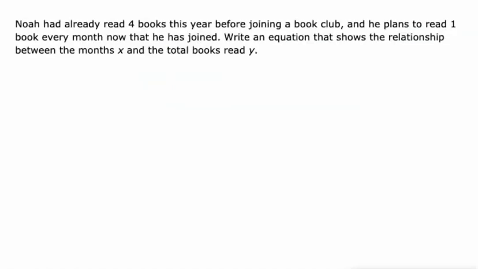Noah had already read 4 books this year. Well, if he's already read 4 books this year, that's our y-intercept. That's our starting point. He plans to read 1 book every month now that he has joined this book club. Write an equation that shows the relationship between the months x and the total books he reads y.